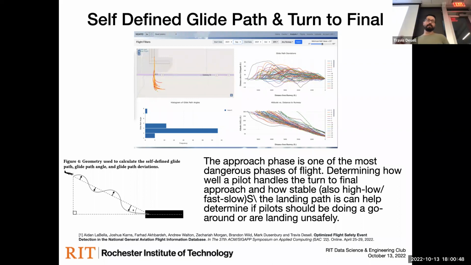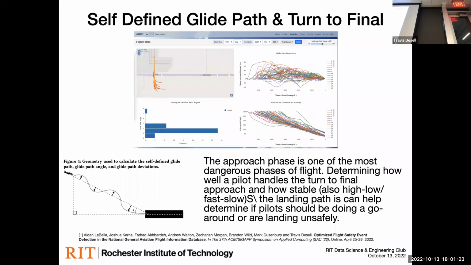Self-defined glide path is a little bit different. If you look over here on the bottom, we know about where the aircraft should be landing on the runway. And ideally, the pilot should be coming in at a straight line. If they're wobbling around up and down like this, that's really bad. You don't want to do that. So self-defined glide path calculates from the start of where that approach to the runway is. It'll calculate a line to where it needs to be, and then how far does the pilot diverge from that line going to the ground. We got some visualizations over here.